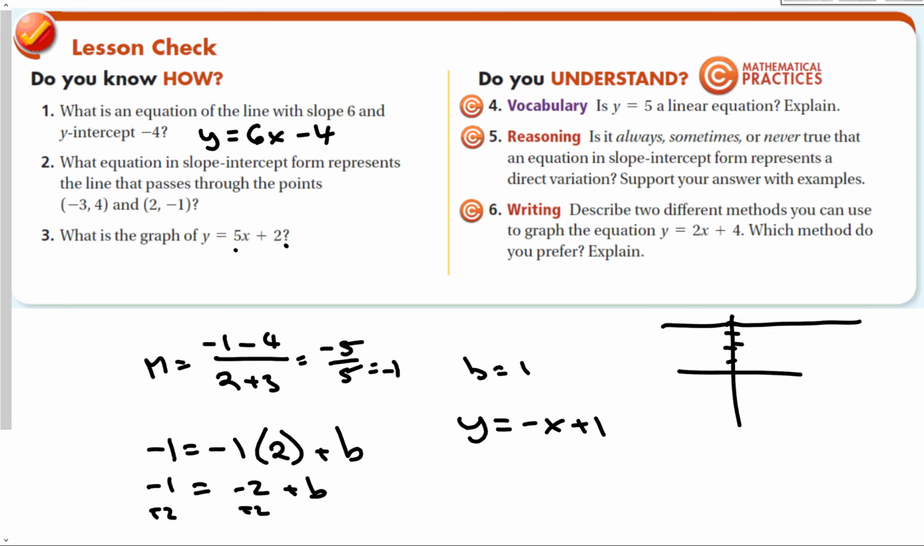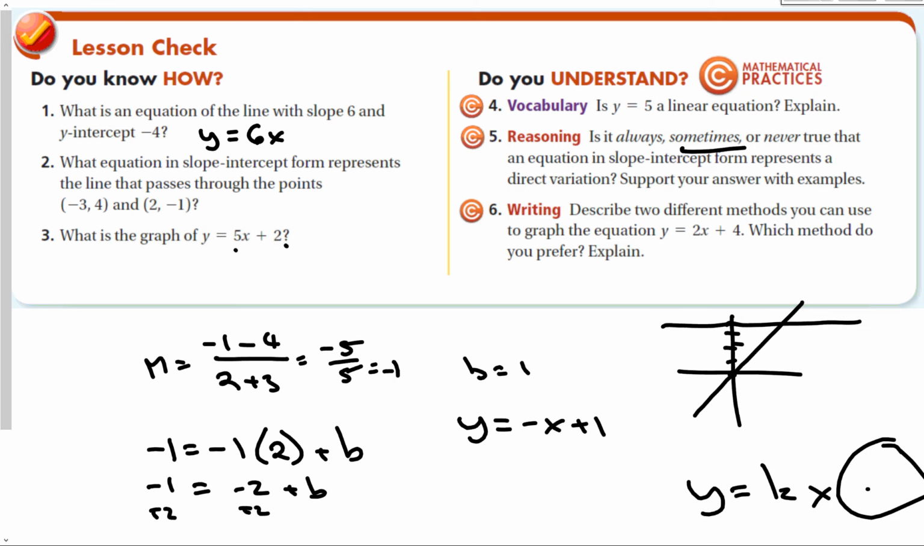Is it always, sometimes, or never true that an equation in slope-intercept form represents direct variation? Well, remember that direct variation has to go through the origin, right? We have to have y equal to some constant times x. There can be no other number over here. So this would not be direct variation because of the minus 4. Now if I take that 4 away, y equals 6x is direct variation. So the answer is sometimes. Linear functions can sometimes be direct variation.